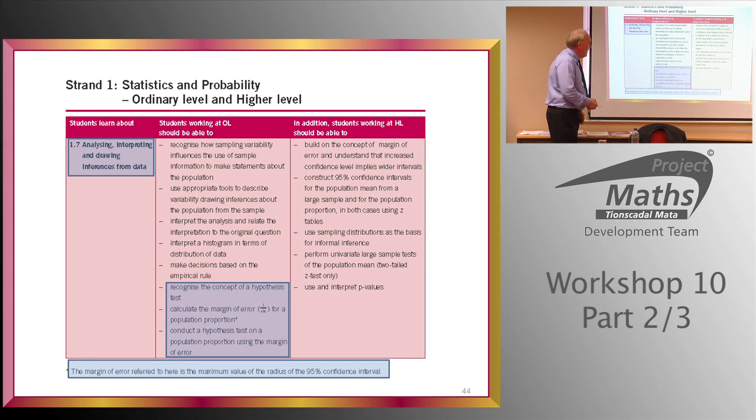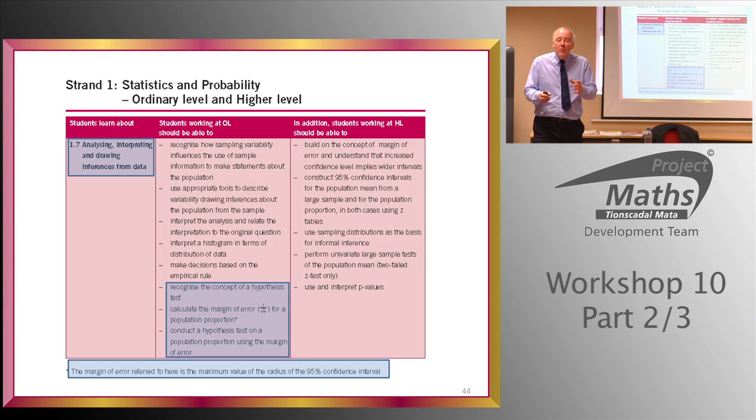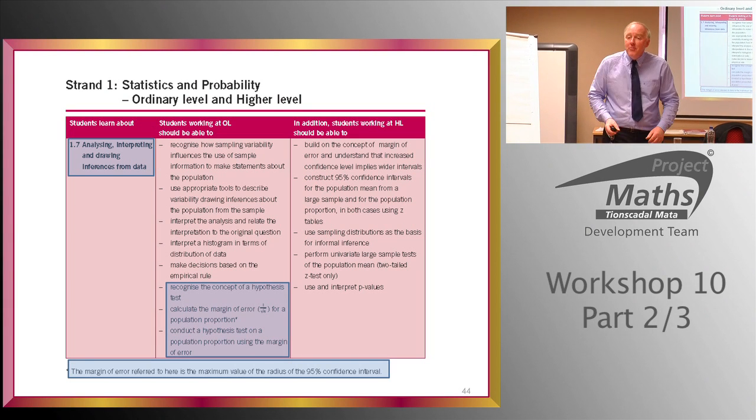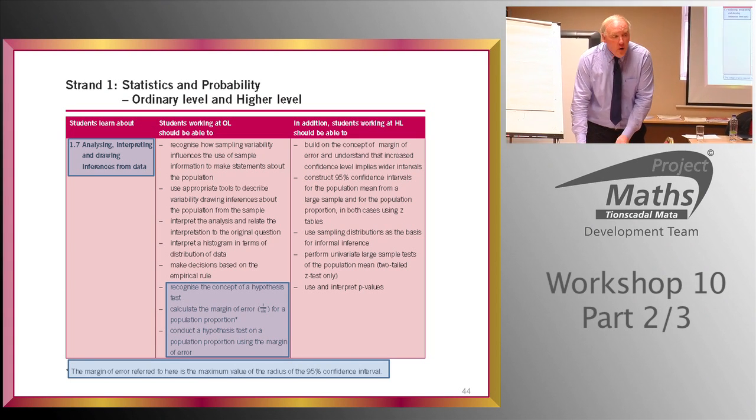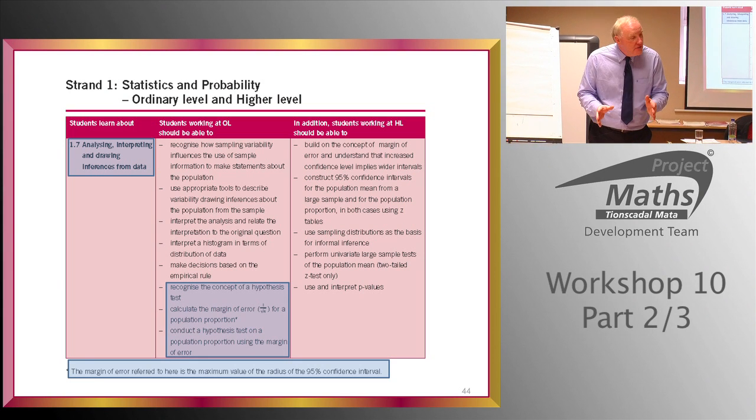In other words, recognize the concept of a hypothesis test, calculate the margin of error for a population proportion, and conduct a hypothesis test on a population proportion using the margin of error. So now we've all the groundwork done. It's only a simple step up now to finish, and we have our ordinary level material finished. Is that okay for us?